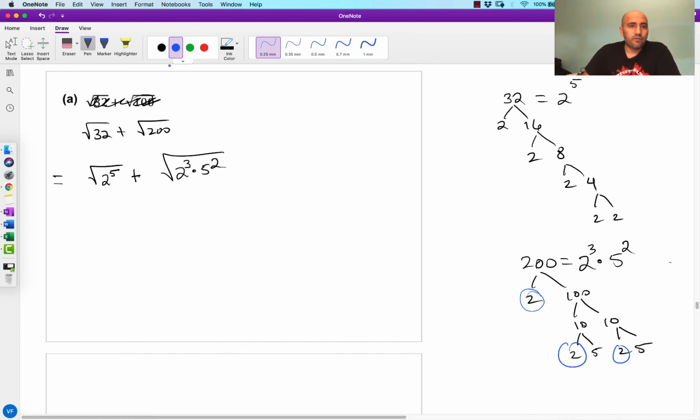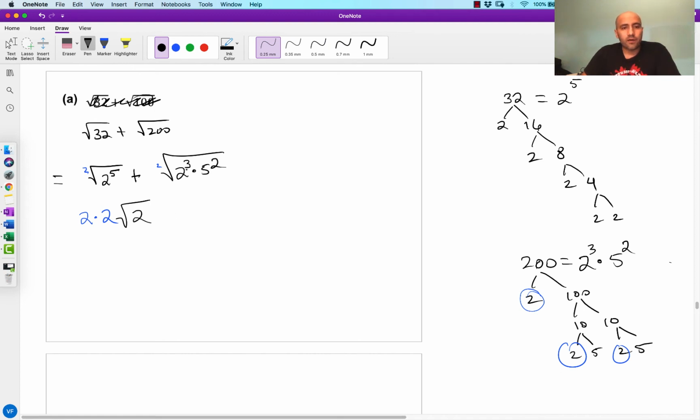By default, even though it's not written there, the little index here is a little 2, right? If there's nothing there, then by default it's a 2. So let's think of our shortcut. We can pull out copies of 2, and they have to group up in little groups of 2. So I can pull out one of them, and there's 3 remaining inside. And then 2 more group up, and they come out. So I'll have another 2 out there, and there'll be 1, 2 remaining inside the radical. Square root of 2.